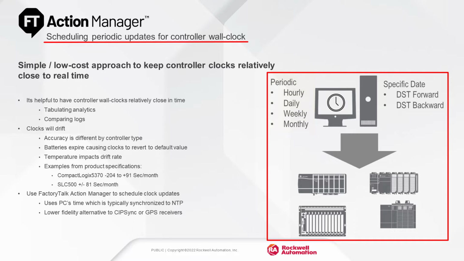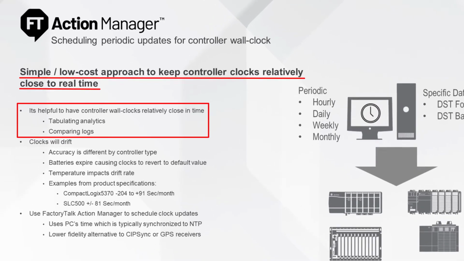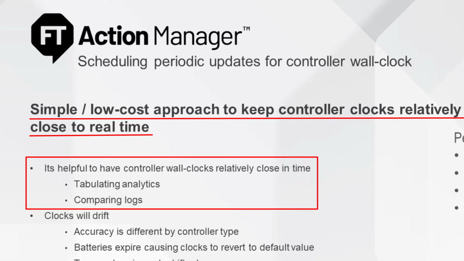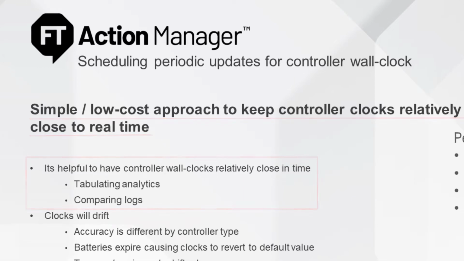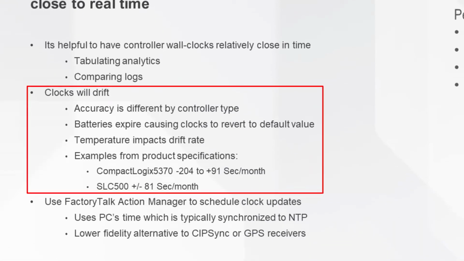time intervals. With the periodic update of FactoryTalk Action Manager, the wall clock time of each controller can be relatively close in order to ensure the business reports are accurate when tabulating analytics, comparing logs, and performing other time-critical functions. It is known that clocks will drift at different rates as the accuracy of clocks vary between different types of controllers. The time is also impacted by temperature and battery life.